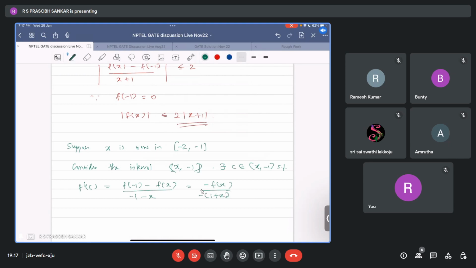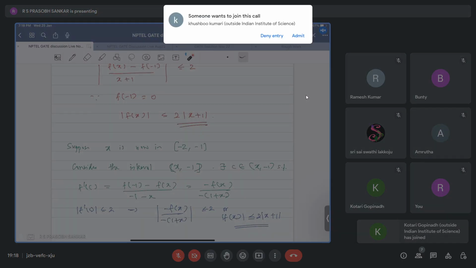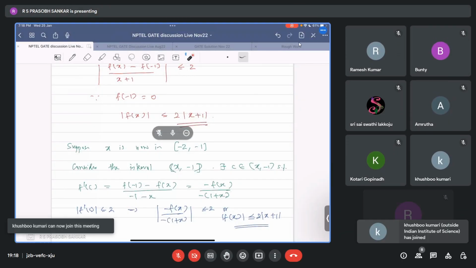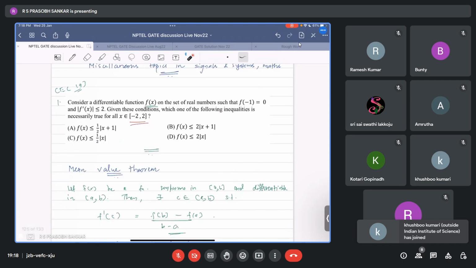Now the other result that we have, mod f prime c less than or equal to 2. This implies that mod of minus f of x by minus 1 plus x is less than or equal to 2. Or again we get the same answer: mod f of x less than or equal to 2 mod x plus 1. So either way, we just did the second part for the sake of completeness, but by here we already know the required relation. So what it means is that the correct answer is option B.